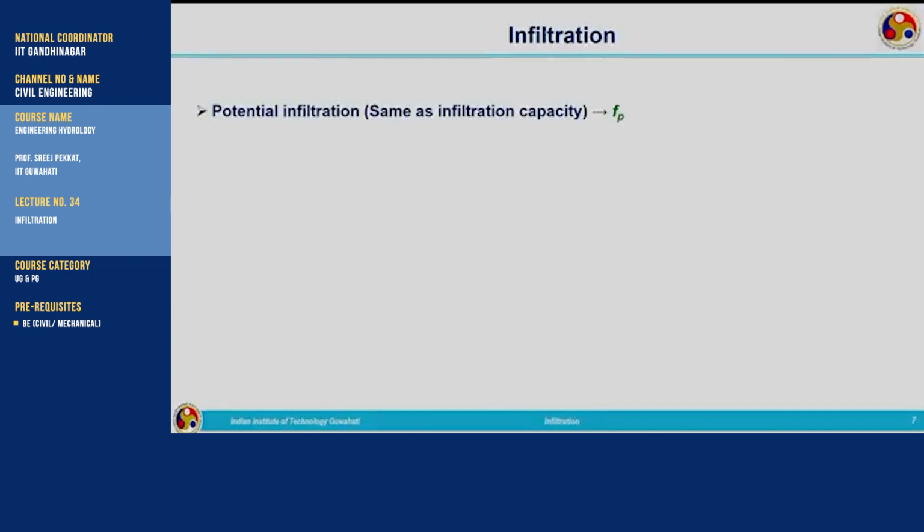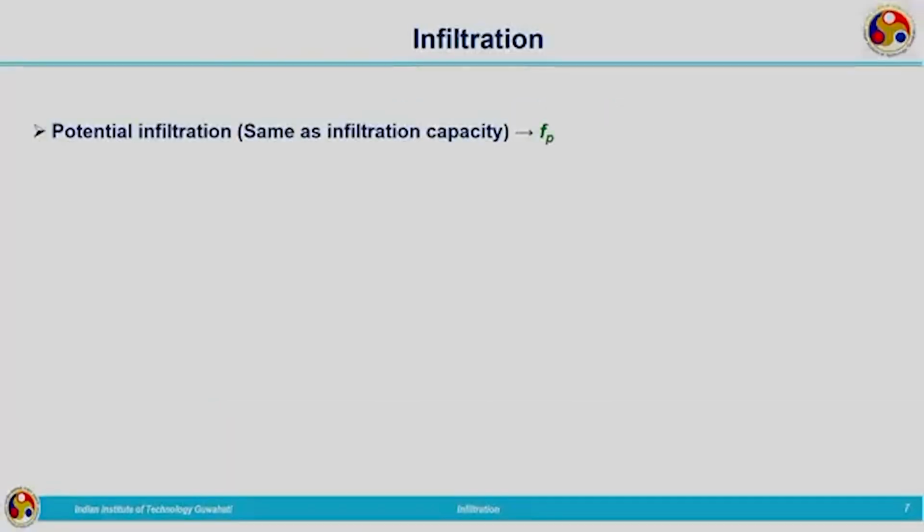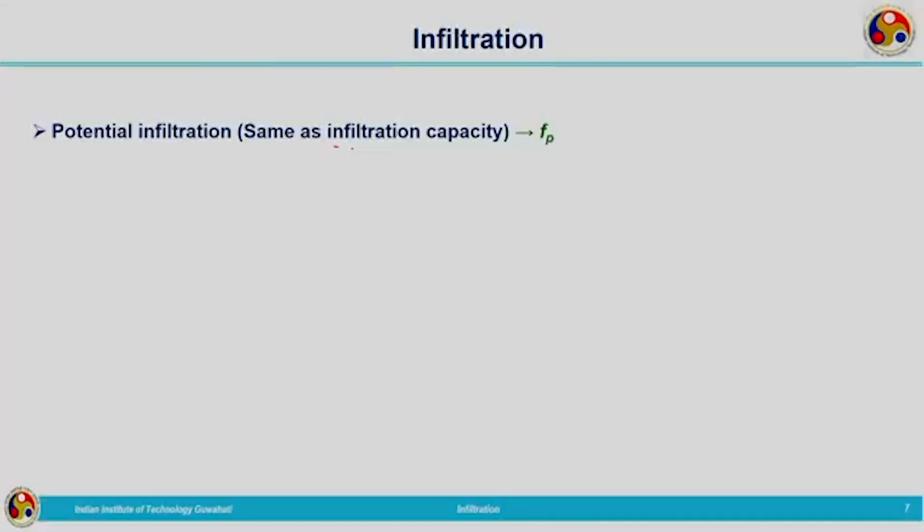Now, different terminologies related to infiltration. One is potential infiltration. This is similar to the terminologies which we have seen in the case of evapotranspiration. We have seen two terms: one is potential evapotranspiration and the second one was actual evapotranspiration. In the same way, for representing infiltration also we will be using the same terminology, that is potential infiltration and the actual infiltration. Potential infiltration is the same as infiltration capacity.